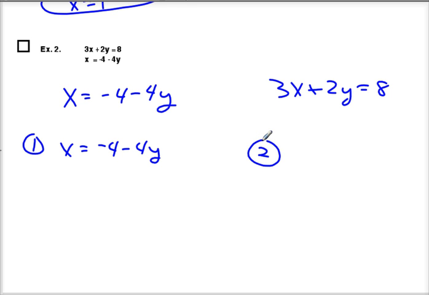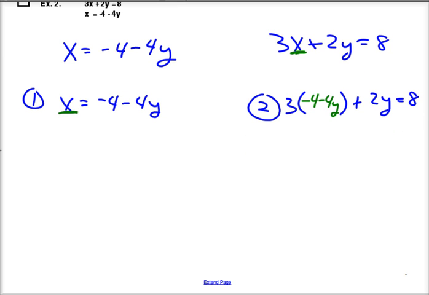Step 2 is to take the letter and plug it in, or plug in what it equals, into the other equation. So I've got 3, and then I'm going to put parentheses, plus 2y equals 8. So I rewrote everything in the equation except for the x, and now I just put in the negative 4 minus 4y. Distribute, get negative 12 minus 12y. Negative 12 minus 12y plus 2y equals 8.